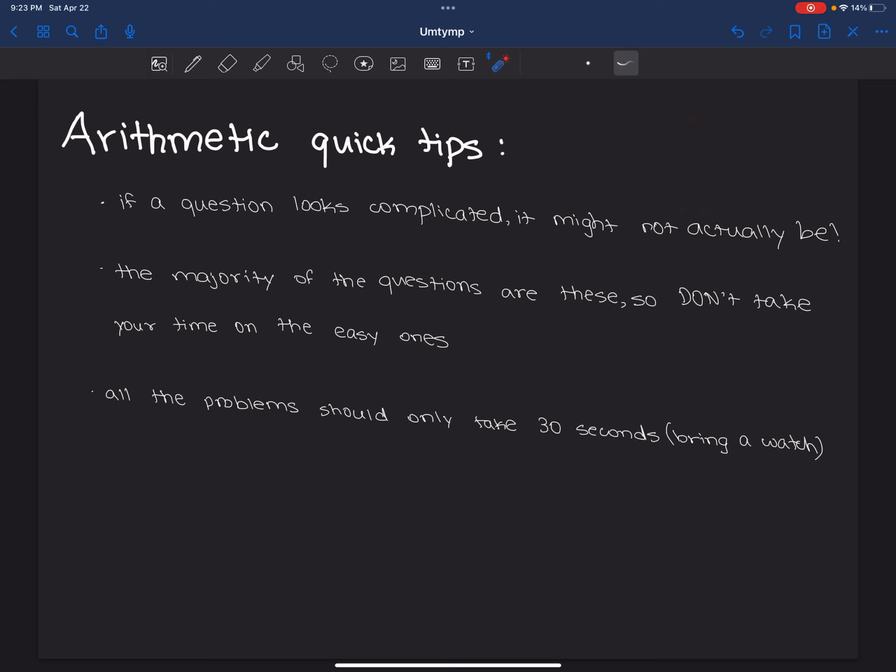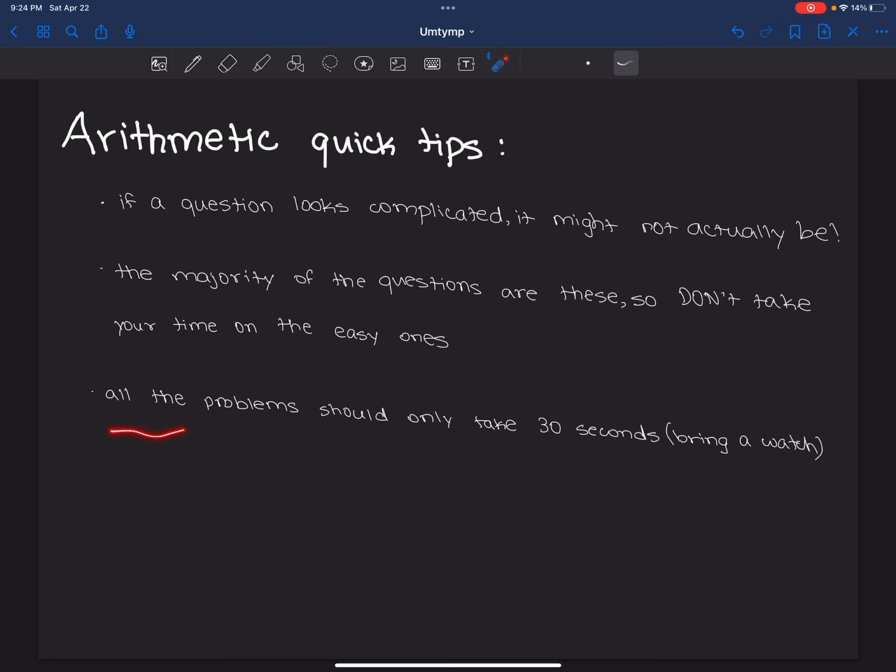And then the majority of the questions are arithmetic. So don't take your time on the easy ones. Everyone would tell you to take your time on the hard ones. So take your time on all of the questions. But the truth is, you don't take your time on the easy ones because you know you're going to get them right. And the other ones are just so hard that they take too much time. That's what I thought, but obviously it might not work for everyone.